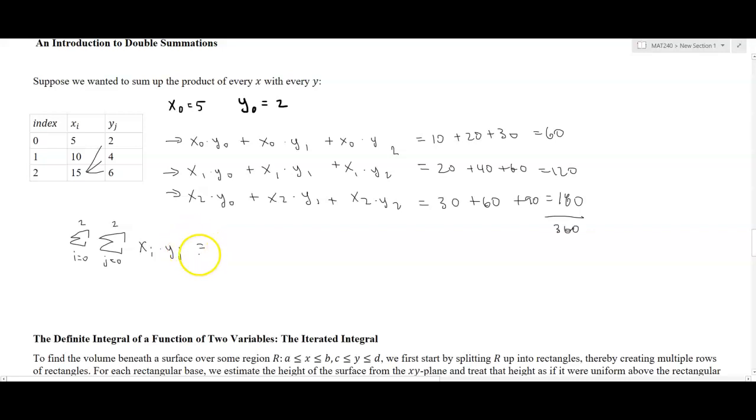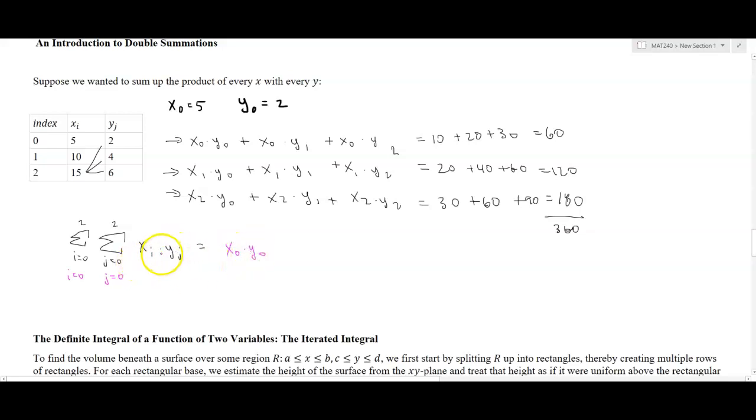Okay, so here's how a double summation works. First of all, the outer value sets the first index value. So this one will set i equals 0. This next one will also start off at the lowest index, which will be j equals 0, and it will multiply those two values together. So basically, x0 times y0.